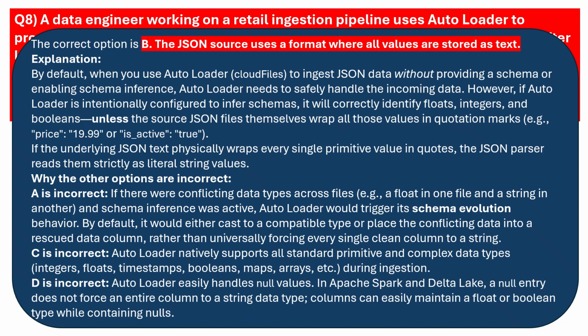C is incorrect. Autoloader natively supports all standard primitive and complex data types, integers, floats, timestamps, booleans, maps, arrays, etc., during ingestion. D is incorrect. Autoloader easily handles null values. In Apache Spark and Delta Lake, a null entry does not force an entire column to a string data type. Columns can easily maintain a float or boolean type while containing nulls.